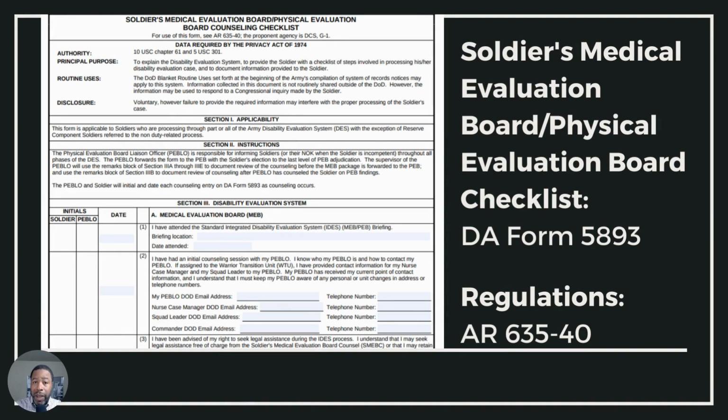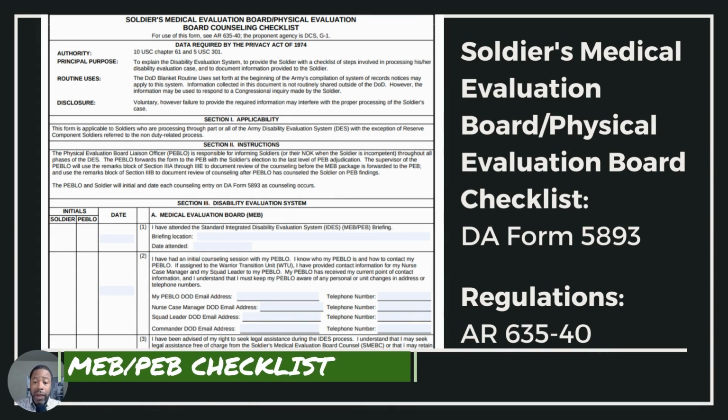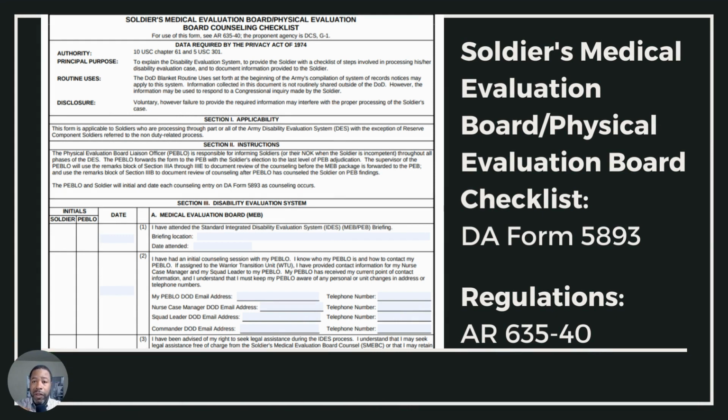This is the form now that we talked about in previous modules. We're bringing it all together. So this is the Soldier's Medical Evaluation Board and Physical Evaluation Board checklist. Again, this is where they're going to just say, we have had a discussion about the steps of the MEB. We have talked to you about the process of a rebuttal or an impartial medical review. I, being the PEBLO, will sign here, you, being the service member, will sign next to that box that I've done my job. So this is basically what that will look like.